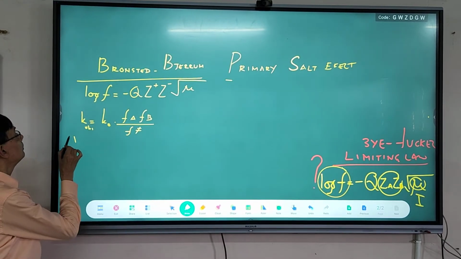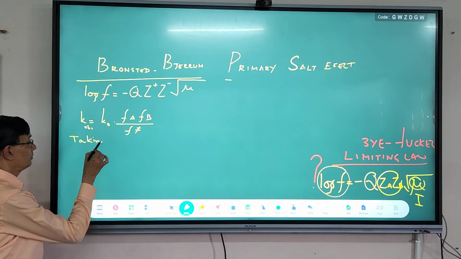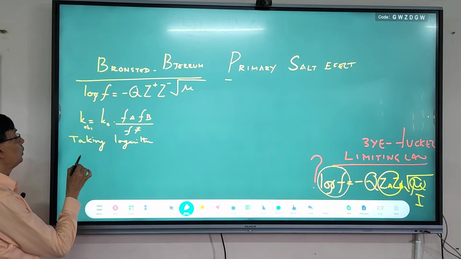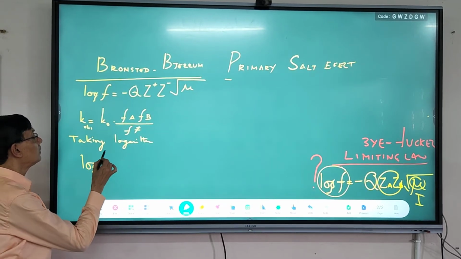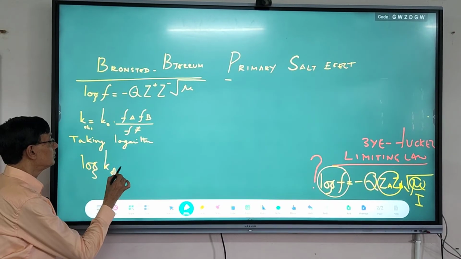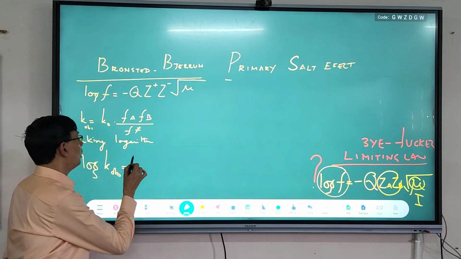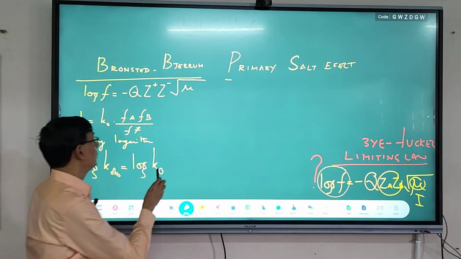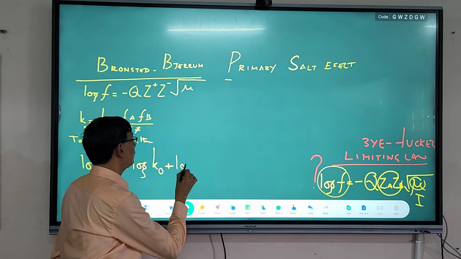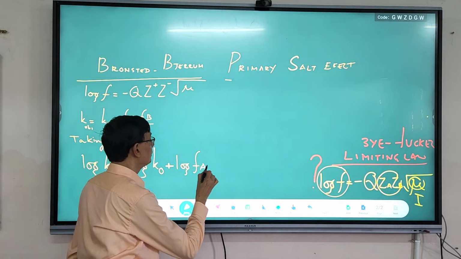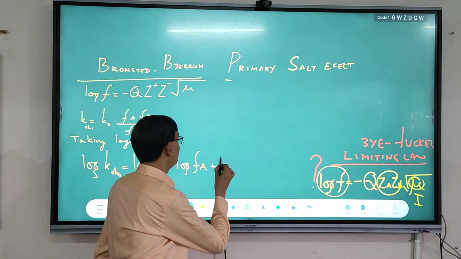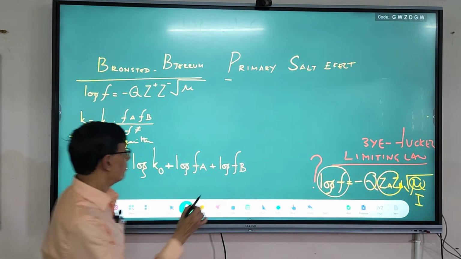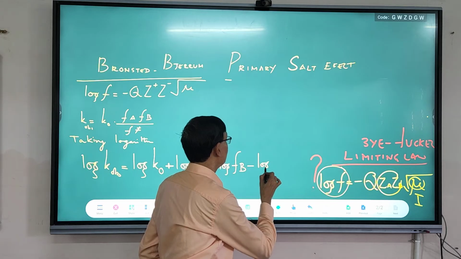So taking logarithm, log of K observed, or K you can write, is log of K0 plus log of FA plus log of FB minus log of the activated complex factor.